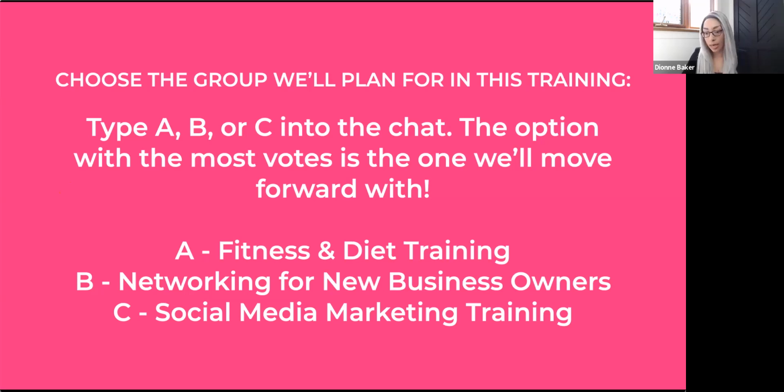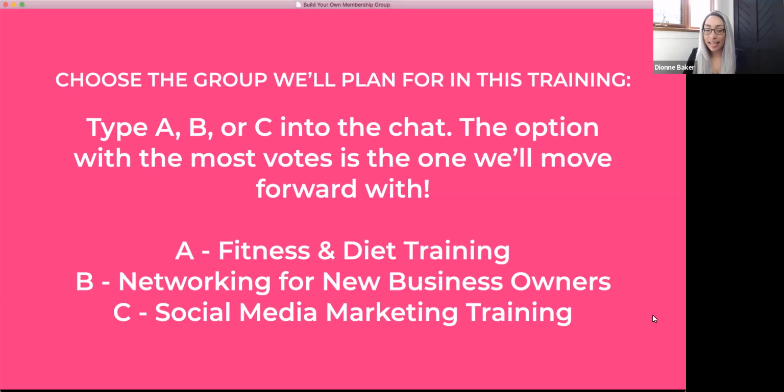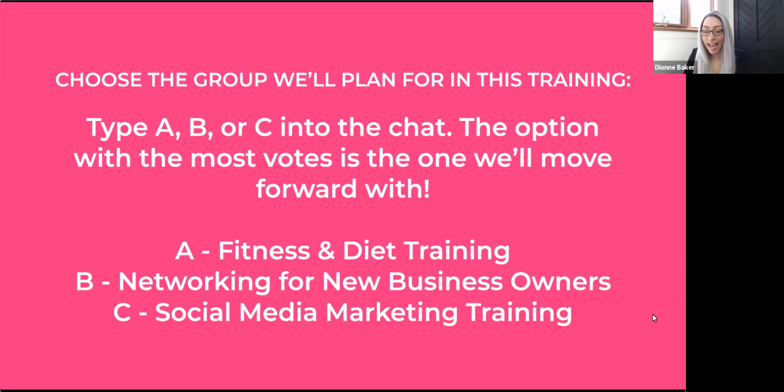So we've got a couple of A's, a couple of B's, a couple of C's. We're all tied, of course. Okay, so B's and C's are tied. Oh, now we're all tied up again. Okay, A and B are tied. I'm going to go with A. I'm pretty sure we're tied up. So fitness and diet training.